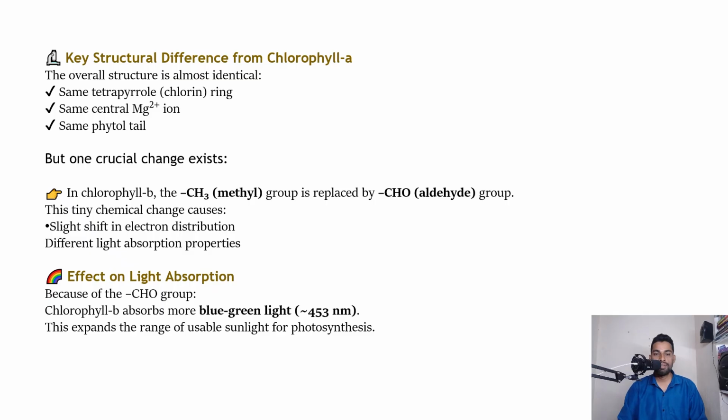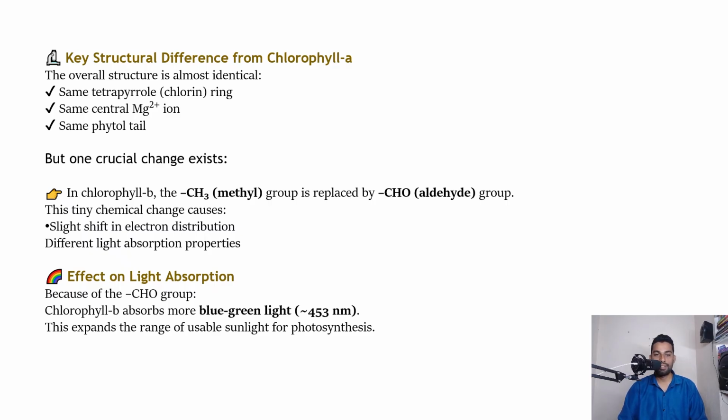Key structural differences from chlorophyll-a. The overall structure is almost identical. We already know that chlorophyll-a contains a methyl group and chlorophyll-b contains an aldehyde group. Same tetrapyrrole ring. Okay. Same central magnesium ion.